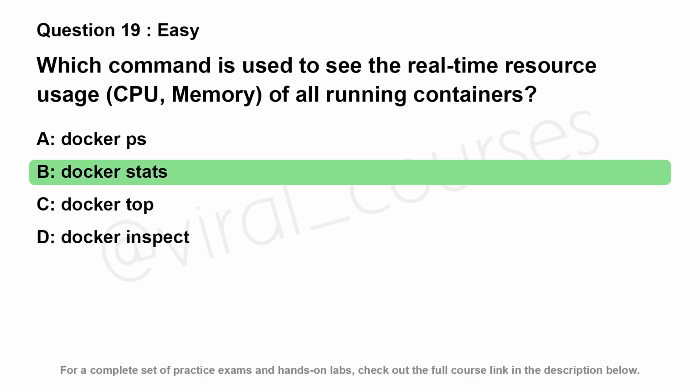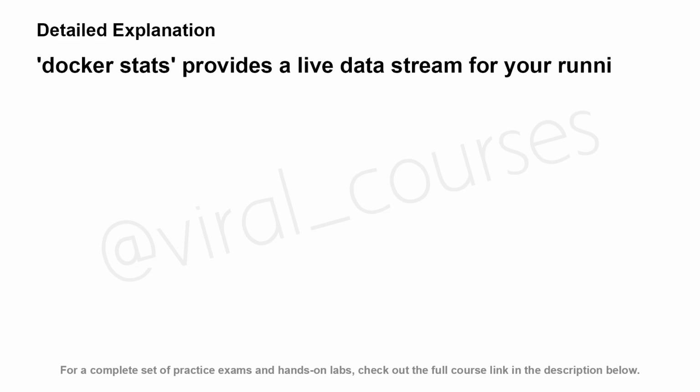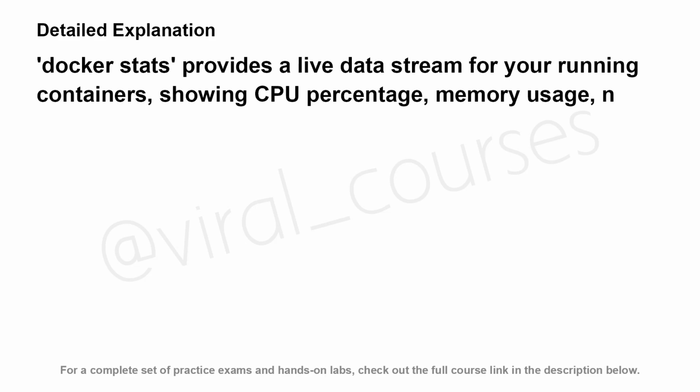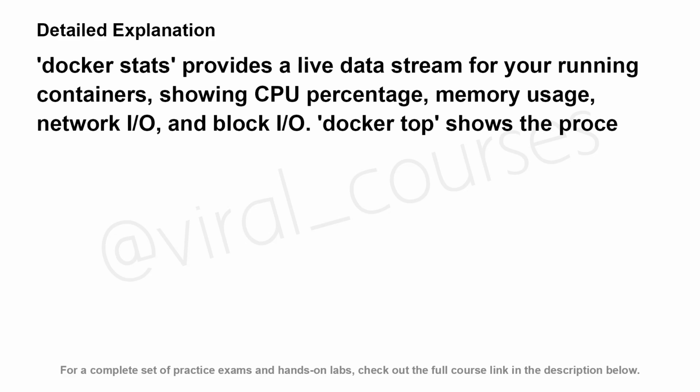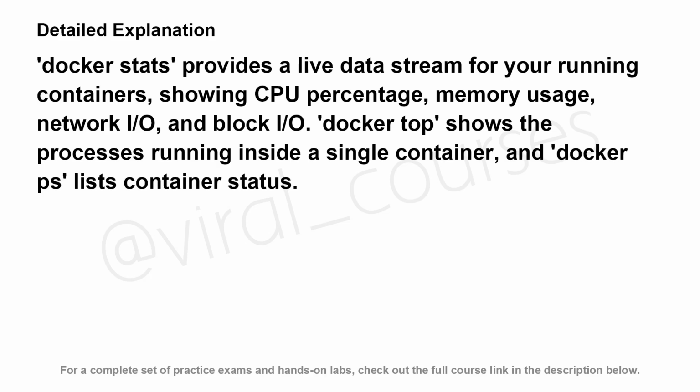The correct answer is B. docker stats provides a live data stream for your running containers, showing CPU percentage, memory usage, network I/O, and block I/O. docker top shows the processes running inside a single container, and docker ps lists container status.